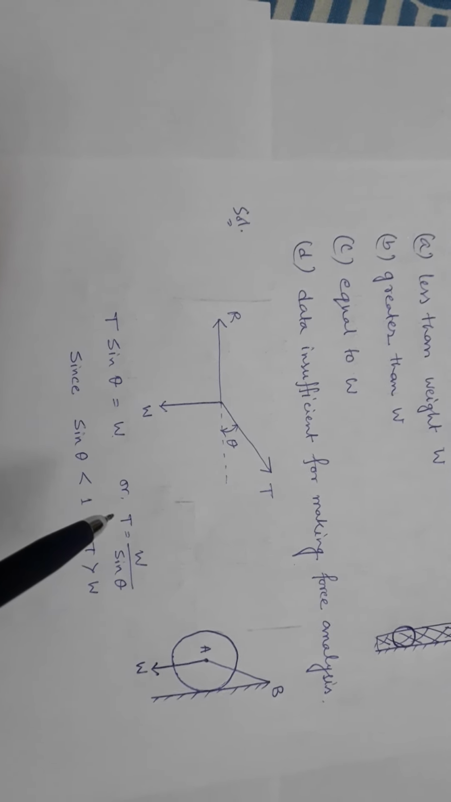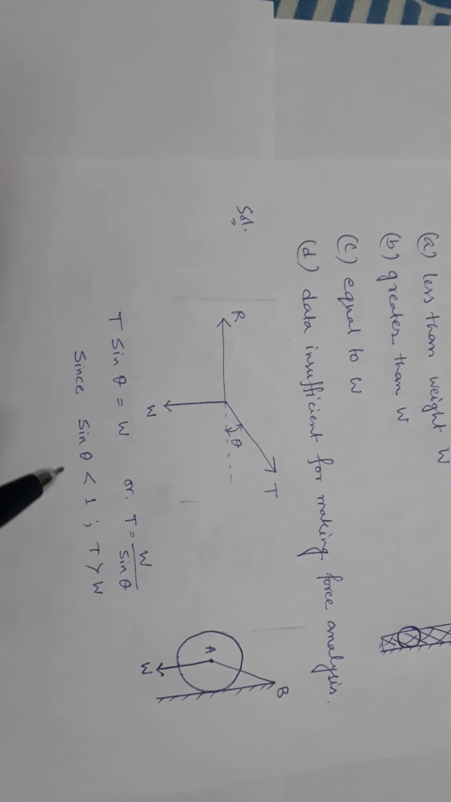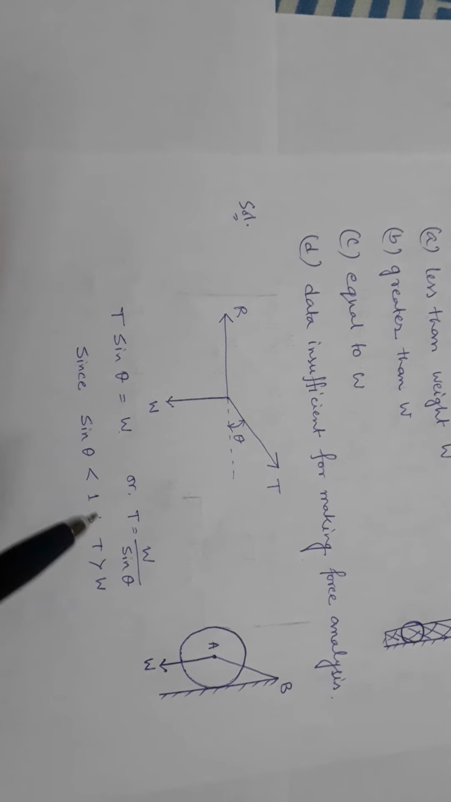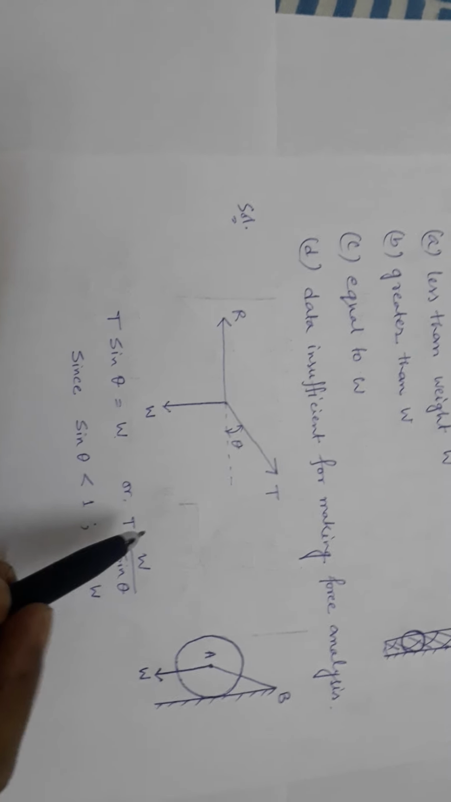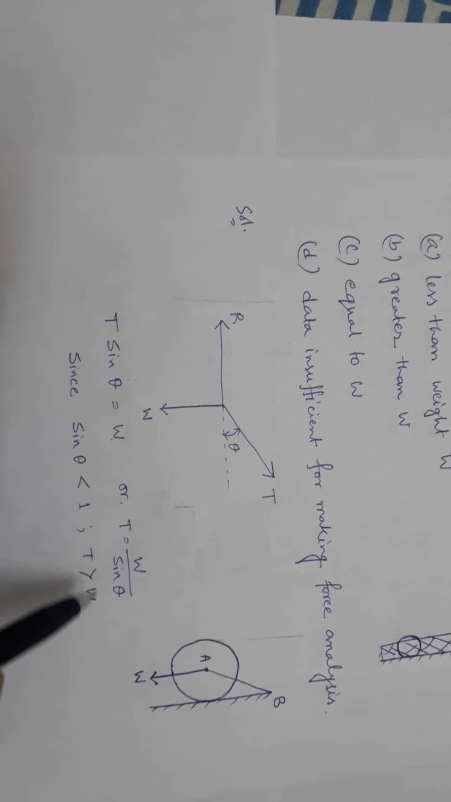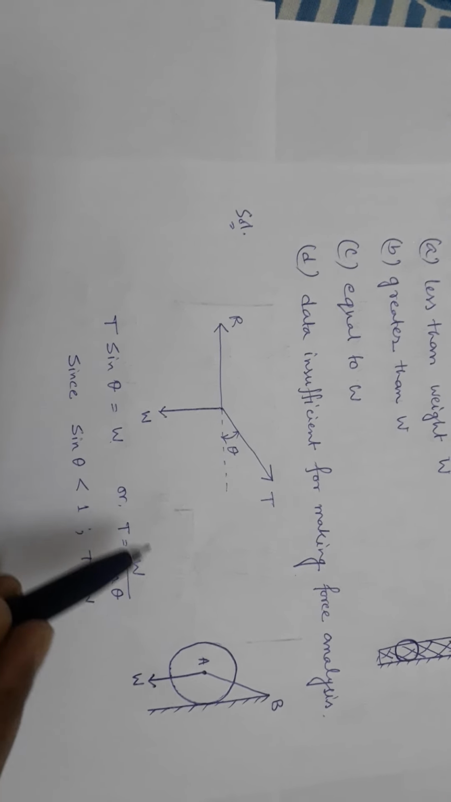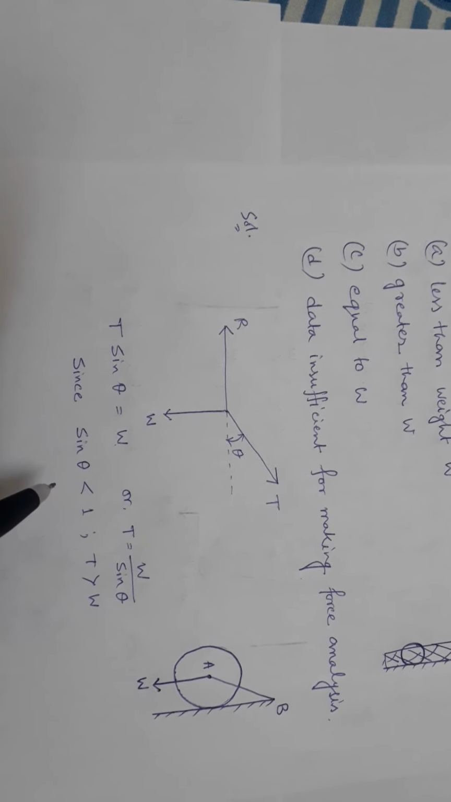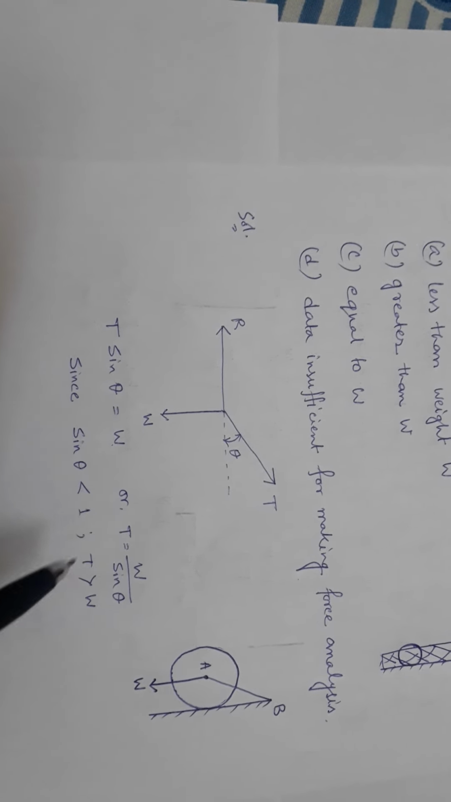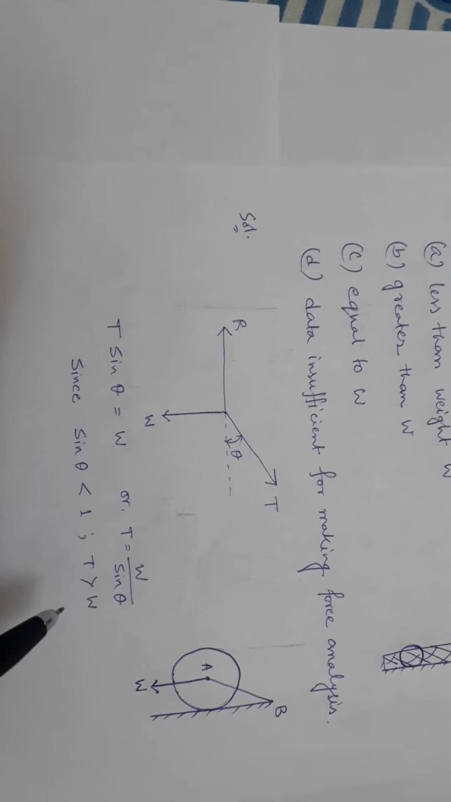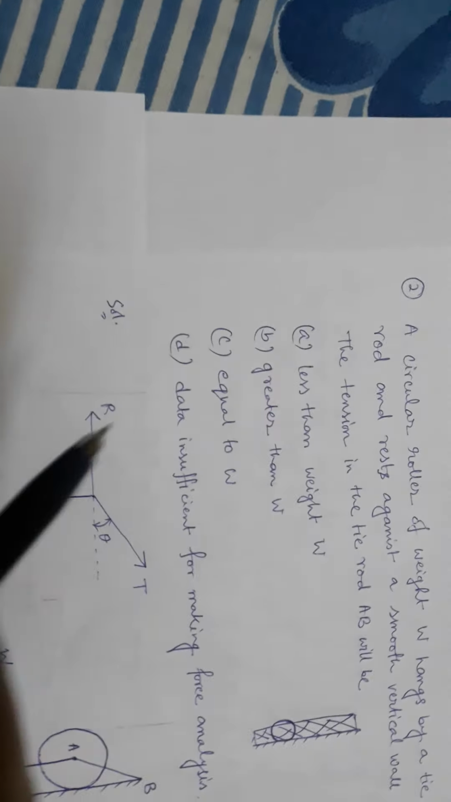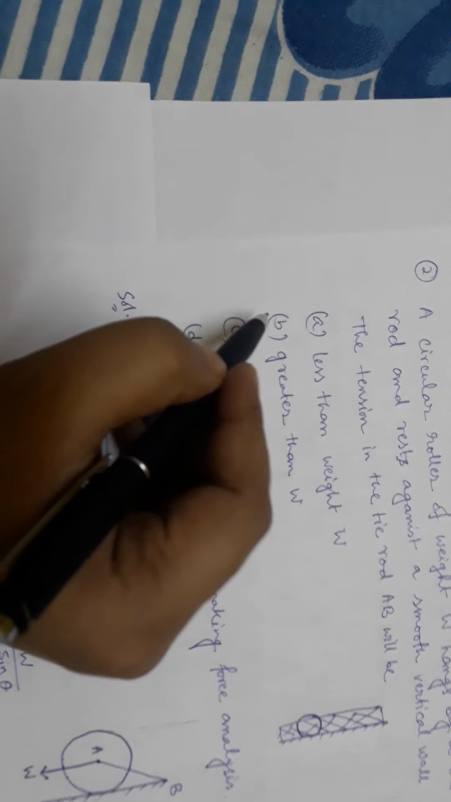From this equation, T equals W by sine theta. So for this condition, sine theta should be less than 1, and the value of T should be greater than W. So from the options, the answer will be greater than W, that is B.